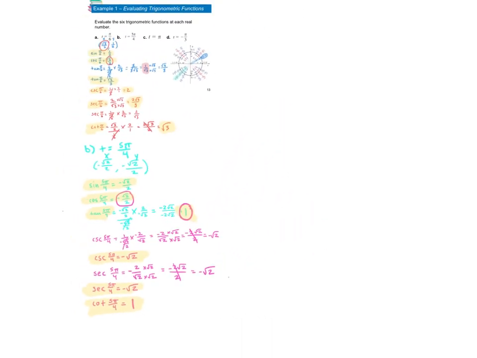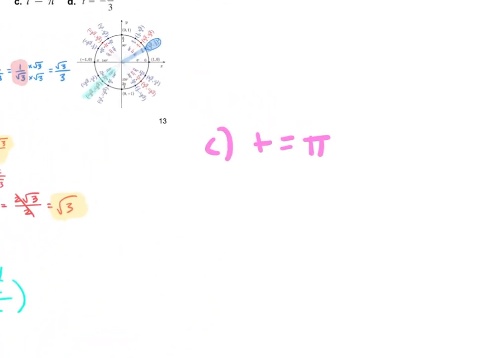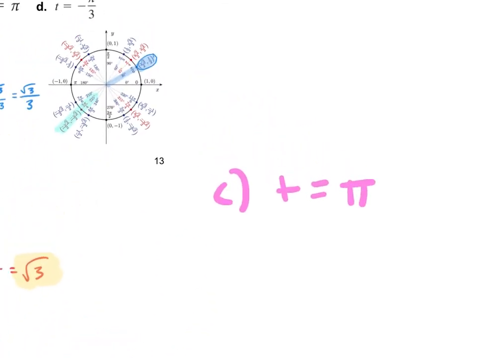Okay, that was B. Any questions on A or B? Any questions so far? All right, let's go to C. So t is equal to pi. What's the first thing we need to do? Look at the unit circle.